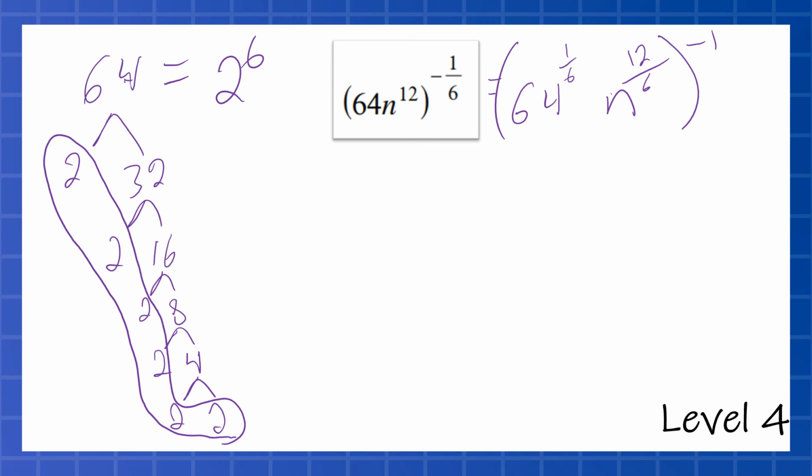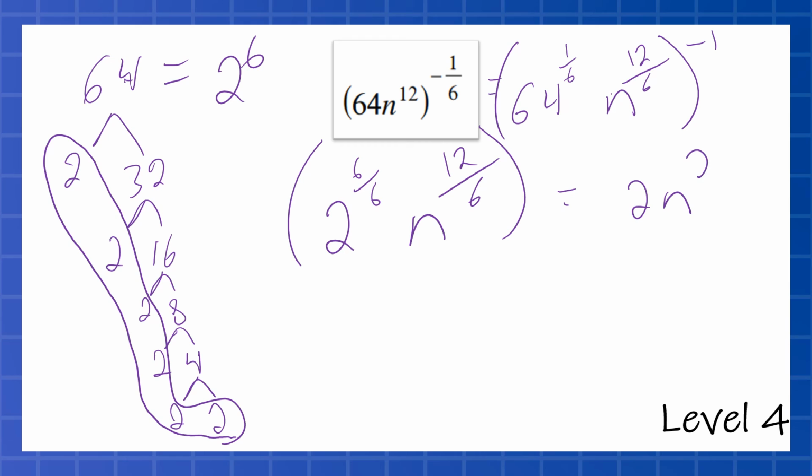Okay? So if I were to rewrite this just a little bit, what I end up with is 2 to the 6th power, but I'm also going to divide it by 6. And then n to the 12th power divided by 6. I'm going to simplify both of those, and I end up with, well, just 2n squared.